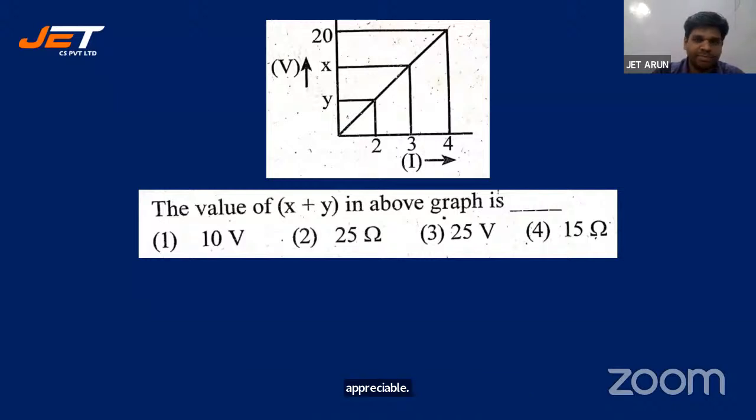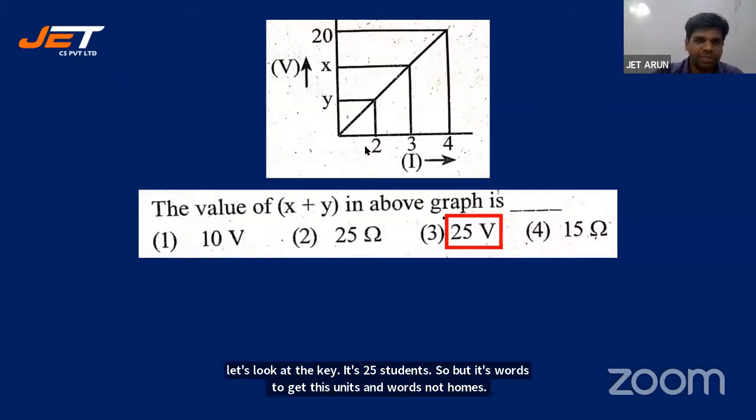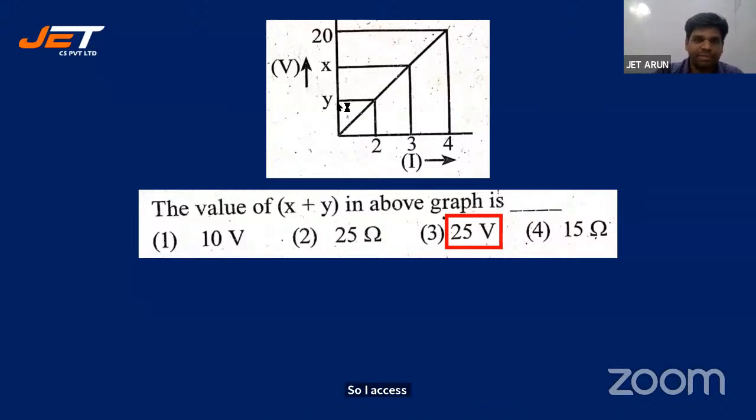All right, let's look at the key. It's 25, but it's volts. Look at this. The units are volts, not ohms. So the y-axis is volts. That's why x is in volts, y is in volts. 15 plus 10 is 25 volts.